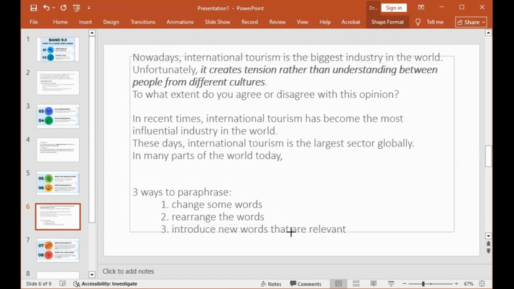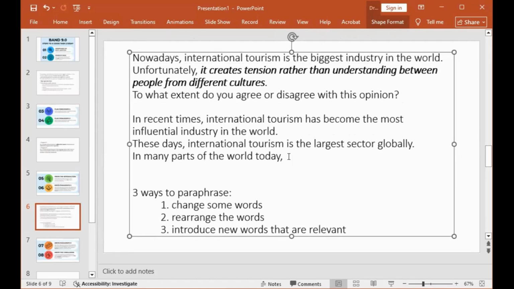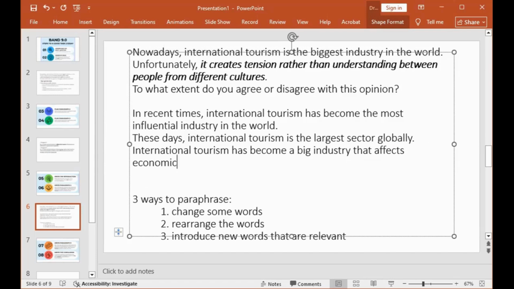So let me try number 2. International tourism has become a big industry that affects economic activities. Can you see I've added something else? I've done number 3 now. That affects economic activities in what?